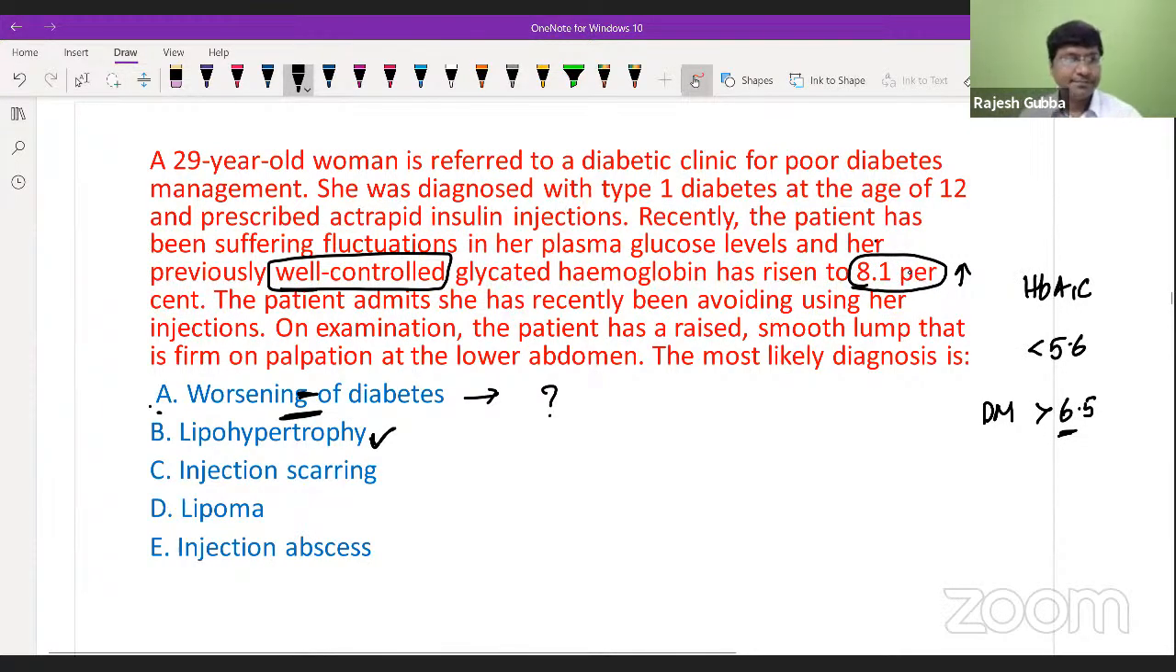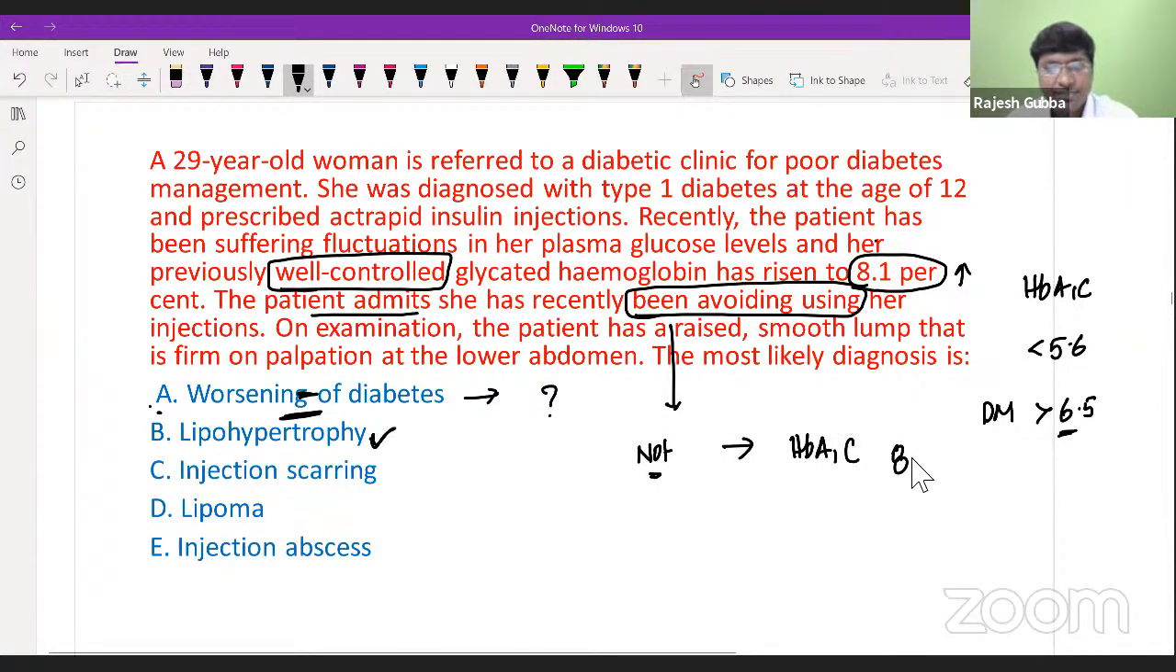Why not your first option? See, why not your first option is because the patient admits that she has recently been avoiding the use of injections. She is not taking the injections recently. That is the reason why the HbA1c has become 8.1%. Okay, so it is not worsening. It is because she has stopped. That is why the HbA1c has become 8.1%.